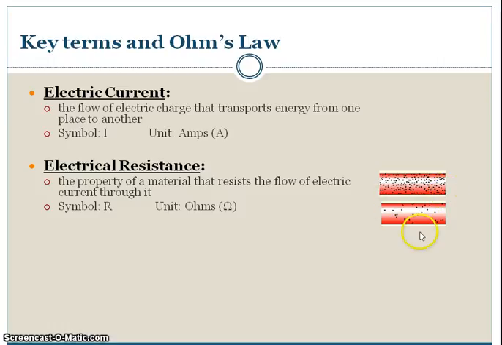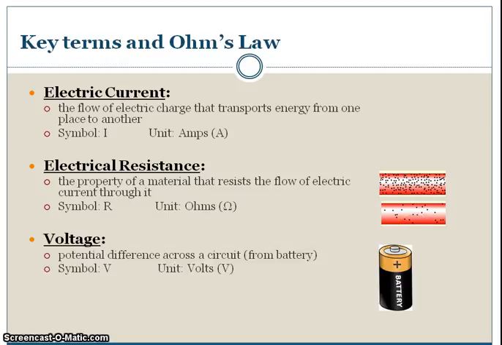If there are more things for the electric charges to bump into, more atoms, then we would say that that material has a very high electrical resistance. It's harder for the electric charges to move. If it's something like this on the bottom, where there aren't as many things in the way for the electric charges to move through, we would say that has a lower electrical resistance.